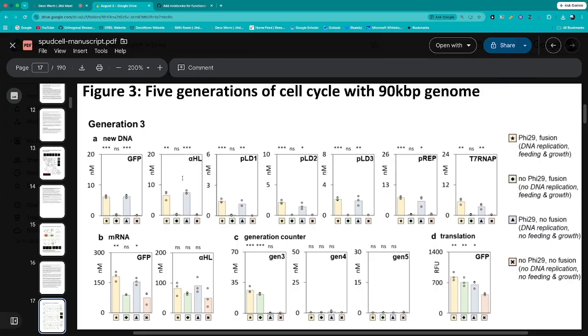And they have new DNA and mRNA. So they have DNA synthesis and then mRNA. And then they have translation into proteins. It's a pretty busy figure.